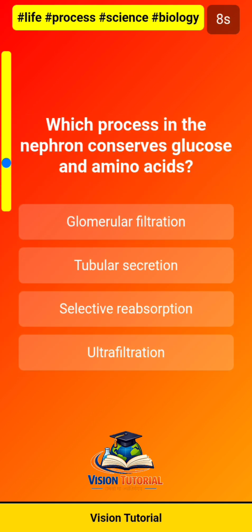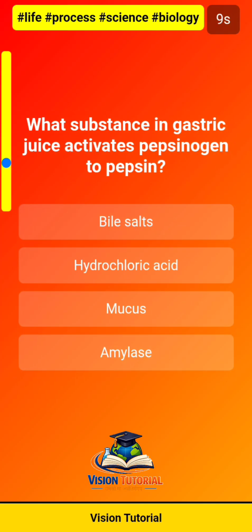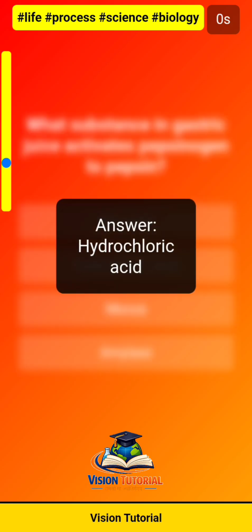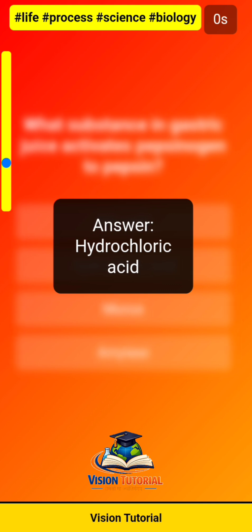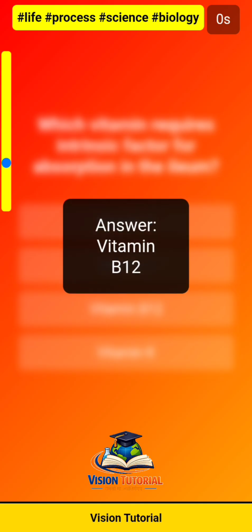The question is, which process in the nephron conserves glucose and amino acids? Answer: selective reabsorption. The question is, what substance in gastric juice activates pepsinogen to pepsin? Answer: hydrochloric acid. The question is, which vitamin requires intrinsic factor for absorption in the ileum? Answer: vitamin B12.